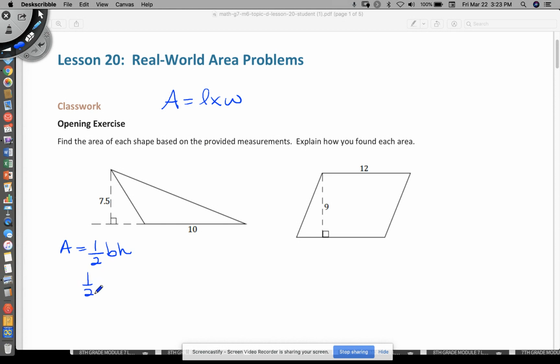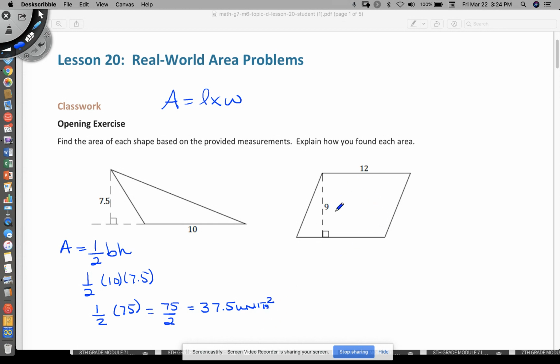So this will be half 10 times 7.5. All right, and 7.5 times 10 is going to be 75. When you multiply by a fraction, you're actually dividing. So we're just going to say 75 divided by 2, and that gives us our final answer of 37.5. Now, since there are no stated measurements here, such as inches or centimeters, we're just going to write units squared.